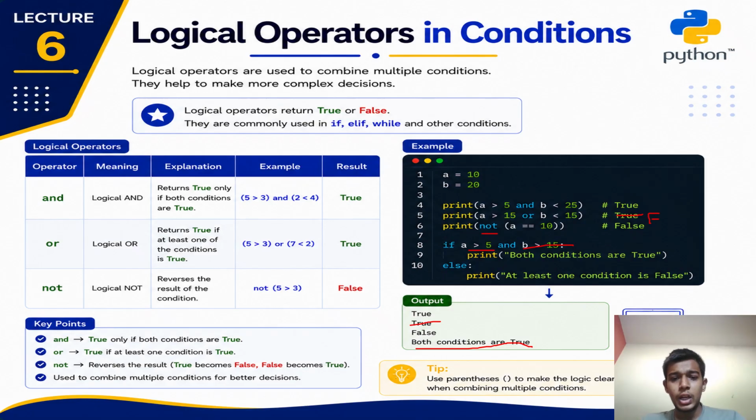Let's quickly revise these key points. The AND operator returns true only when all conditions are true. The OR operator returns true if at least one condition is true. The NOT operator simply reverses the result. Logical operators help us combine multiple conditions and make better decisions in the program.